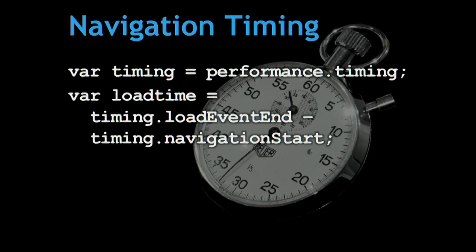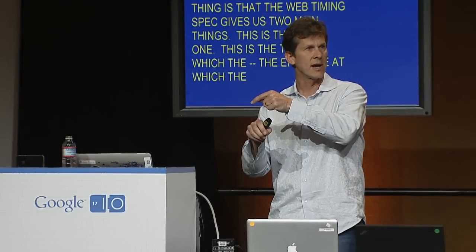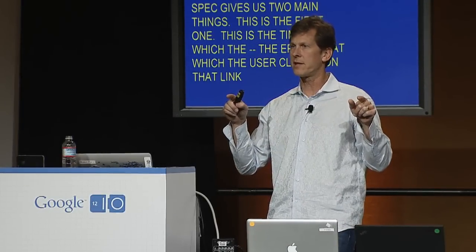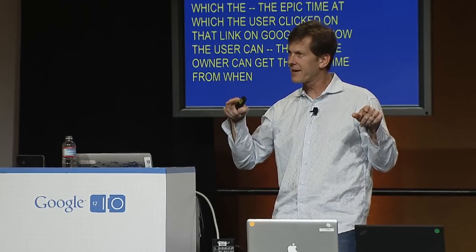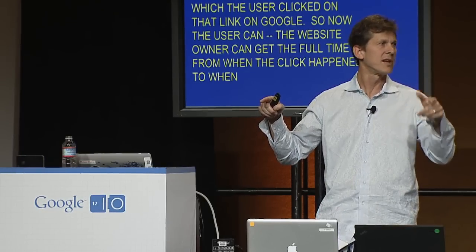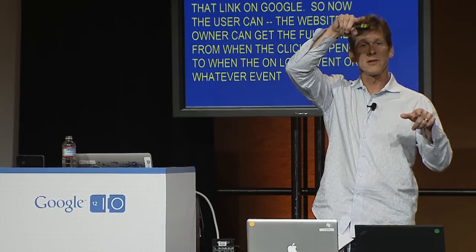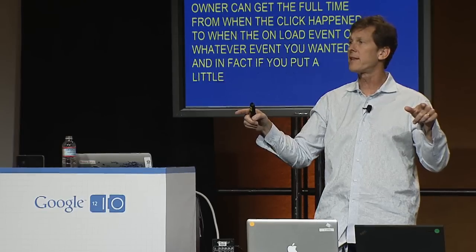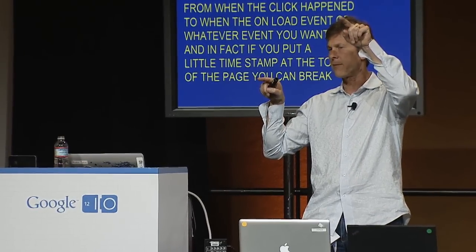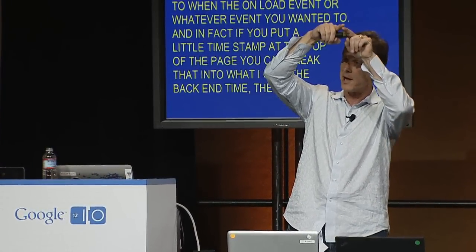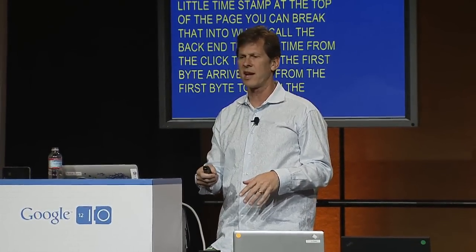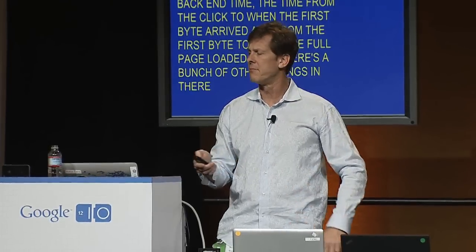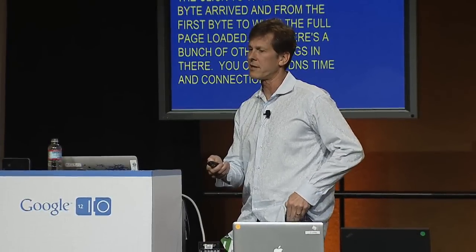This is the epoch time at which the user clicked on that link on Google, right? And so now the website owner can get the full time from when the click happened to when the onload event or whatever event you wanted to. And in fact, if you put a little timestamp at the top of the page, you can break that into what I call the back-end time, the time from the click to when the first byte arrived, and the time from the first byte to when the full page loaded. And there's a bunch of other timings in there. You can get DNS time and connection time. So there's a bunch of time values that you can get in there.